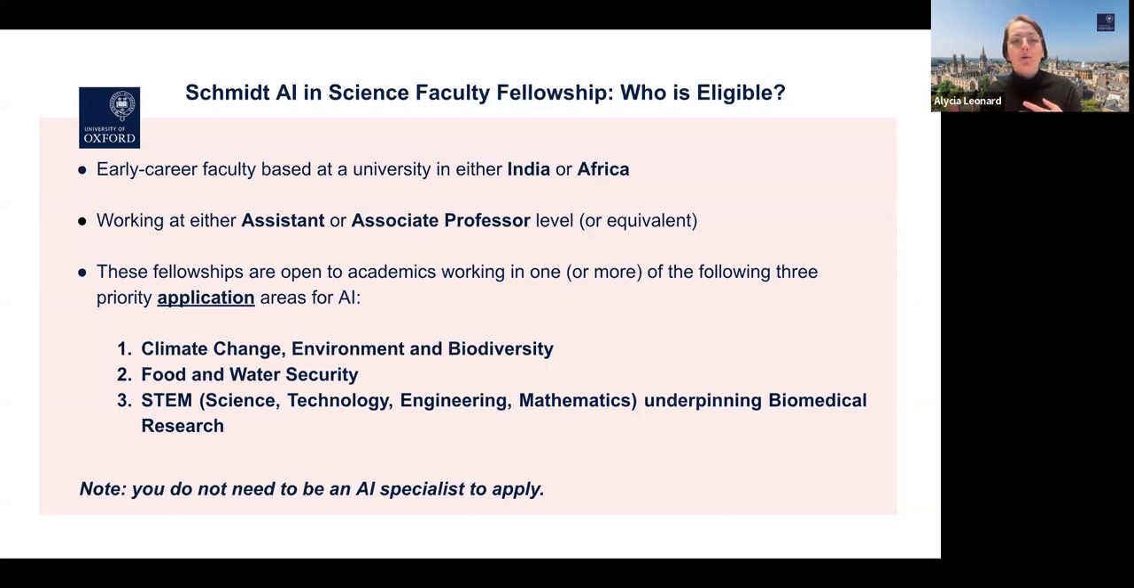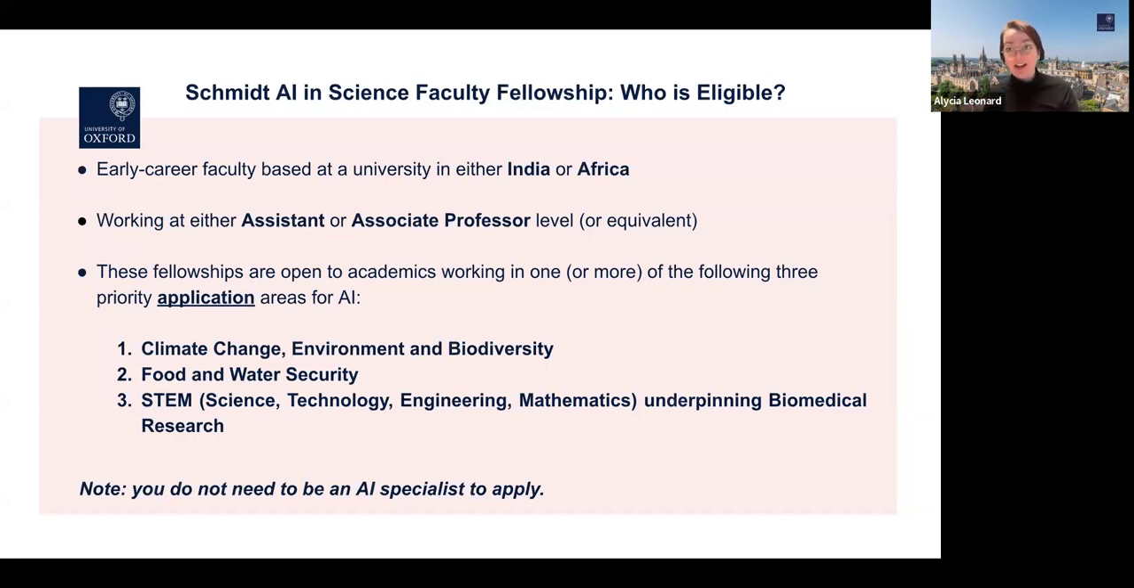So the fellowships are open to academics working in one or more of the following priority application areas of AI, which are climate change, environment and biodiversity, food and water security, and STEM, so science, technology, engineering, and mathematics underpinning research, so medical research. The key here that you might want to note as well is that even if you're not already applying AI within those fields, if you want to move into that, that's totally okay. You don't need to have evidence, for instance, as part of your application that you're already applying AI within these fields. That can be your goal, that you want to develop the skills to do throughout this fellowship.